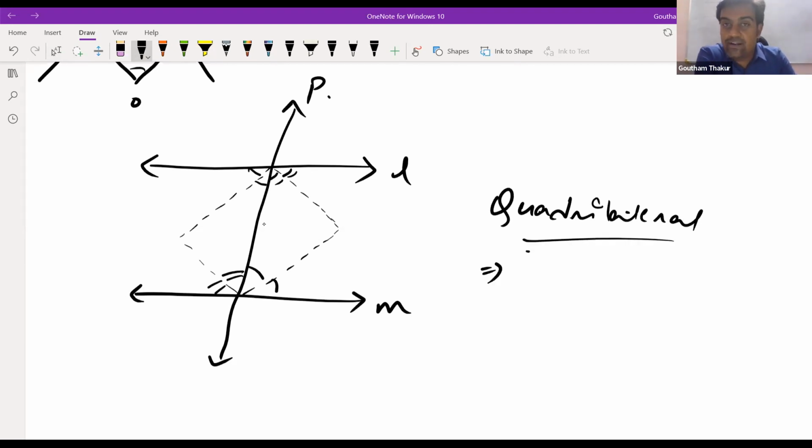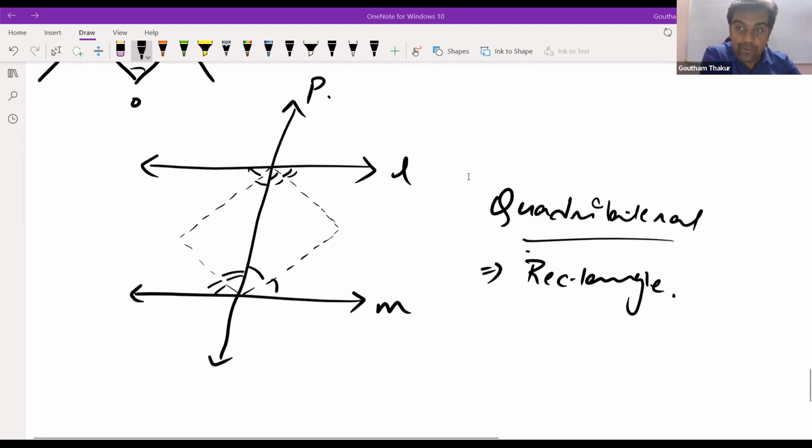Which type of quadrilateral is formed? Square? No. Now what else is left? Rhombus? No. Diamond? No. There is one more. Come on. Square, rhombus, rectangle. That's it. Rectangle is formed. How do you know whether the formed quadrilateral is a rectangle or not?